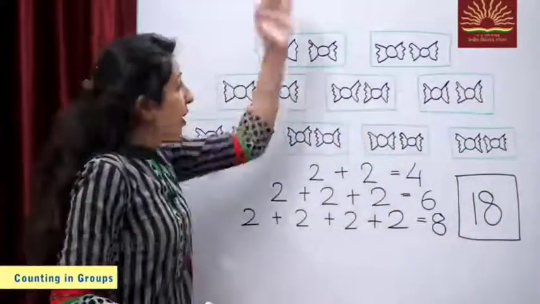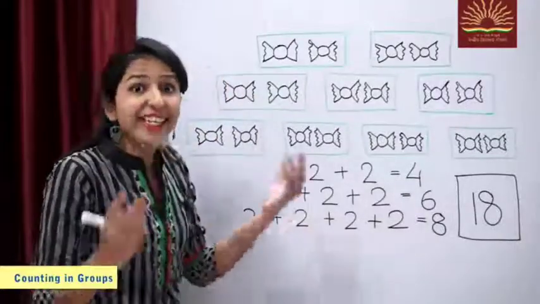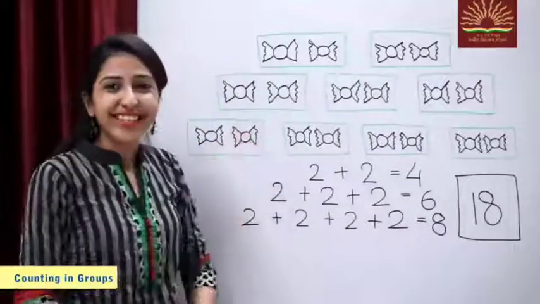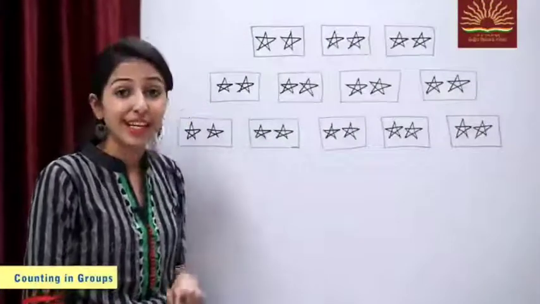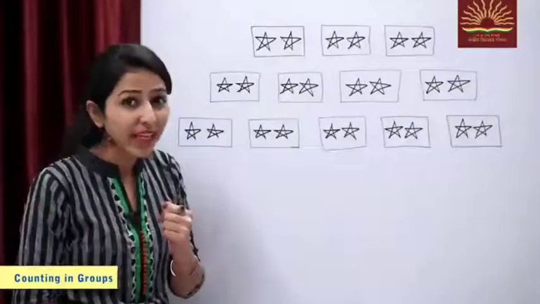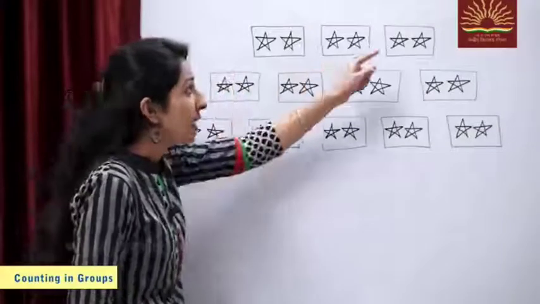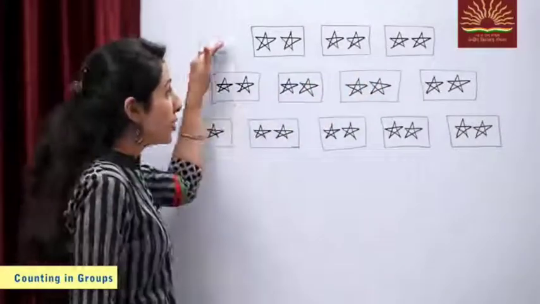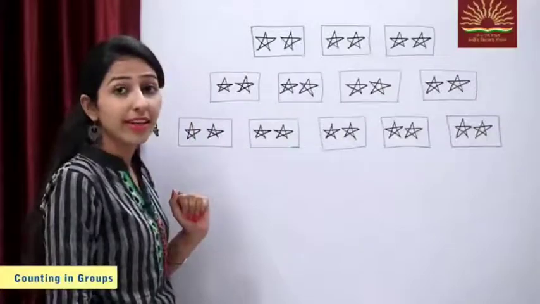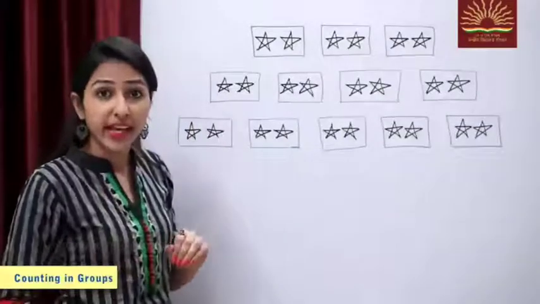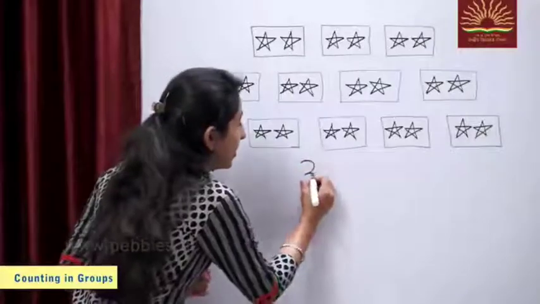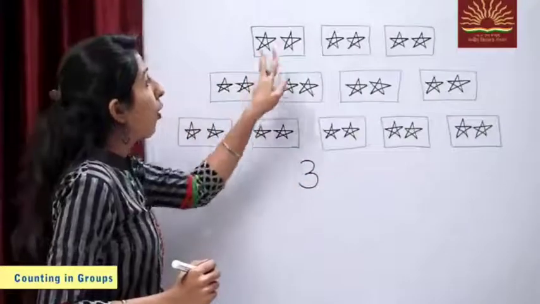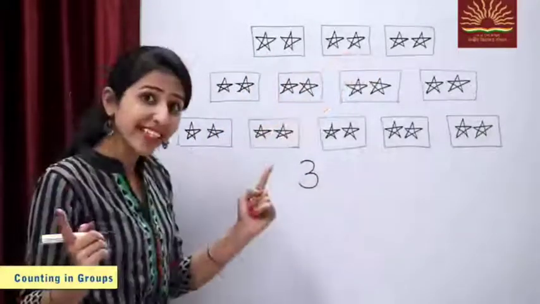So there are total 18 chocolates on the board. Let us take this example. Students, tell me, there are how many pairs in the first row? In the first row, there are 3 pairs. 3 pairs of 2 stars each.